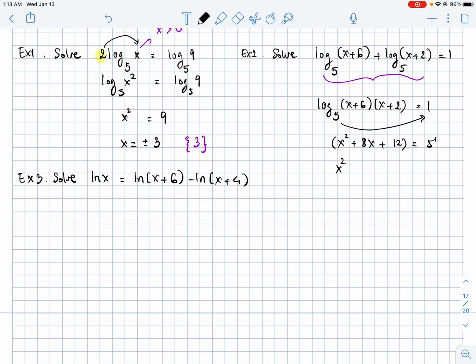Then because of the x squared, I'm thinking about a quadratic equation. We will subtract 12 from both sides, so we get 7. And then we will factor. We get x plus 1 and x plus 7. We will set each of them to zero, and so we will get these two numbers.